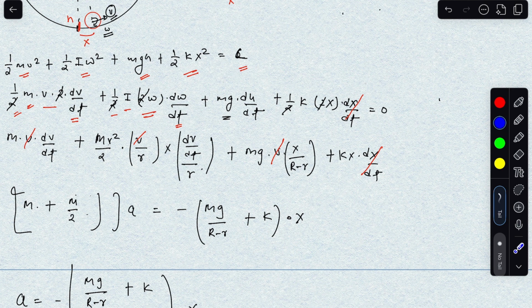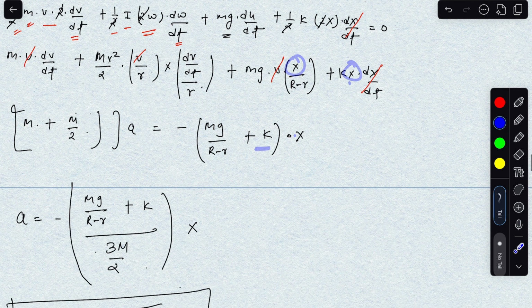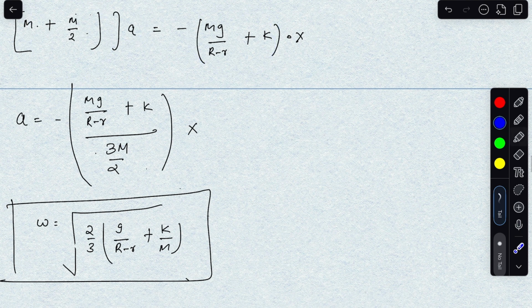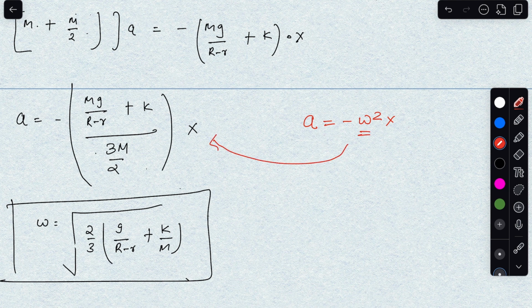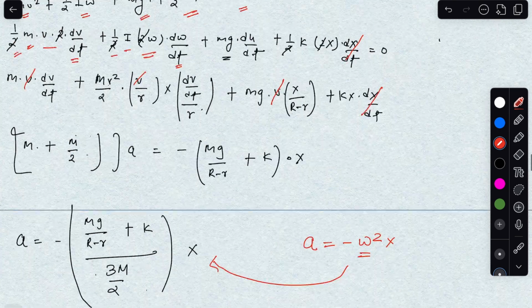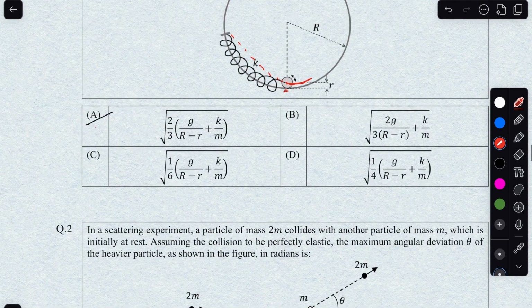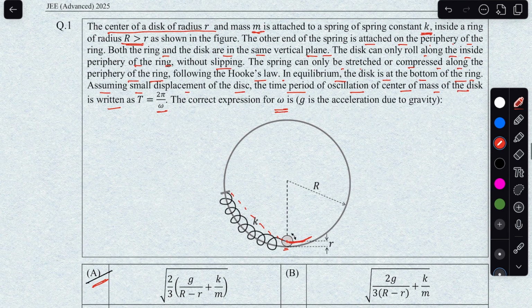If we take the other two terms to that side, because the total equals 0, they become negative, giving mg divided by R minus r plus k, times x, which we take common. The acceleration is then this term divided by this term, and we compare it with the standard SHM equation, a equals minus omega square x. So this becomes omega, and the answer comes out to be the first option. So according to me, the first option is correct. There may still be some calculation error on my part, so you can also check the other solutions. Thank you.